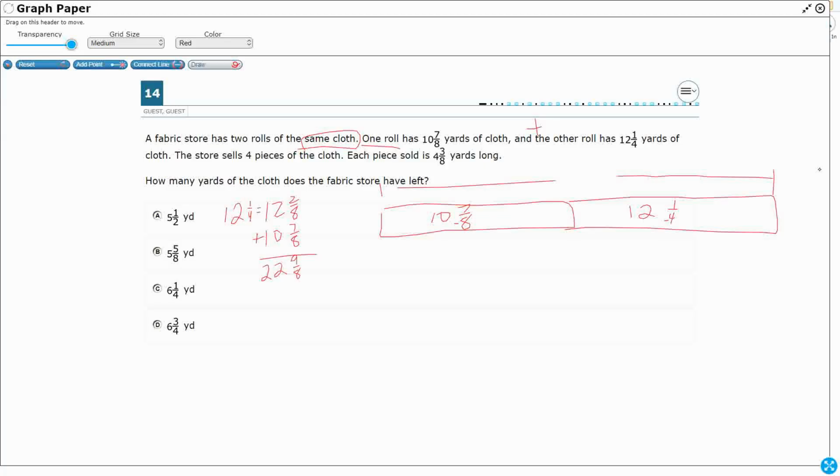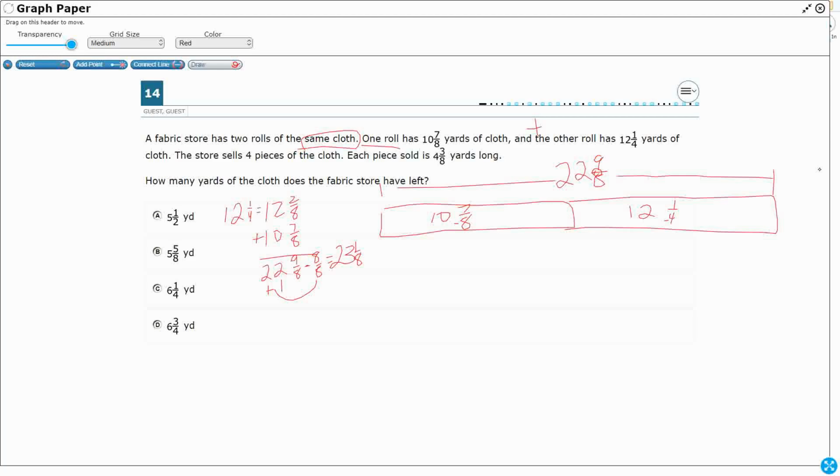If we want to, we could take an 8/8 out. That's a whole thing. We can add that as an extra whole there. We can say that's 23 and an eighth. So 22 and 9/8 is the same as 23 and 1/8. I'm going to keep that 22 and 9/8 because in case I need to borrow or regroup here, it might be a little bit easier to have that 9/8 up there.